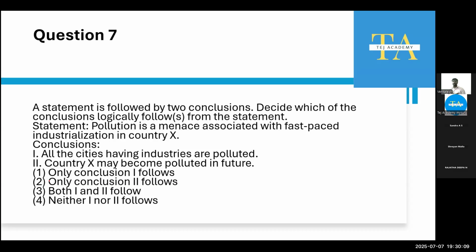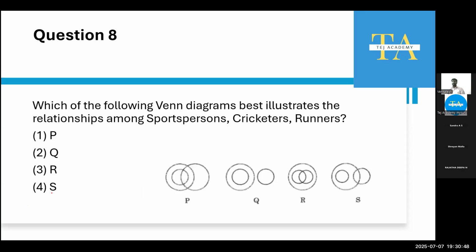We don't know, may or may not. Country X may become polluted in future, may or may not. So this is also not sure. So neither one nor two follows is the correct answer here, because both conclusions are 50-50 chances, and we are not sure which is correct and which is wrong. So the answer is neither one nor two follows. Next, question number 8.